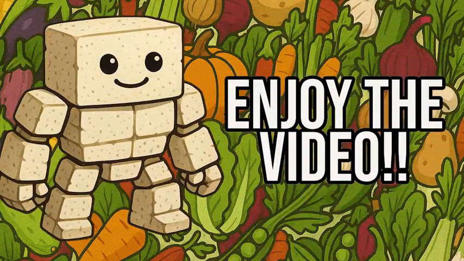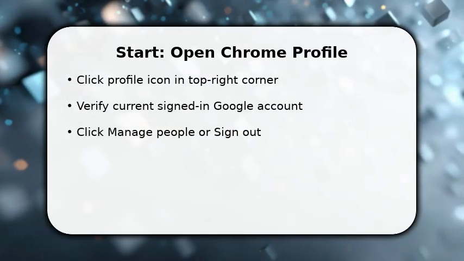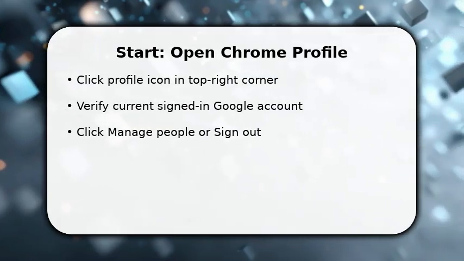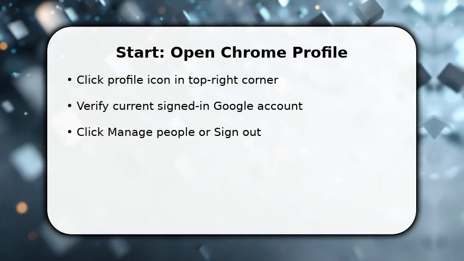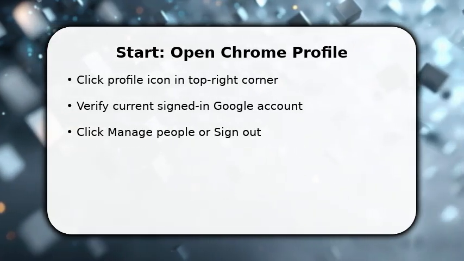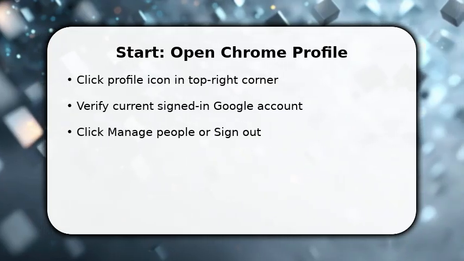Please enjoy the video. You begin by opening Chrome and clicking the profile icon at the top right. This shows the account currently signed in. Once you see the profile menu, check which Google address is active so you don't overwrite the wrong data.